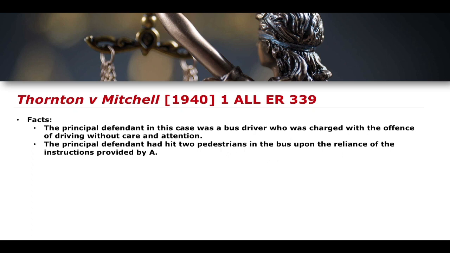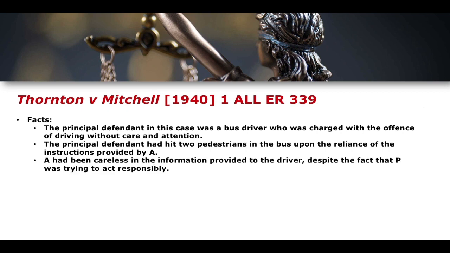So essentially, the scene that we're setting here is that you have an accessory who is trying to provide instructions to a bus driver, and the bus driver is then following the clear instructions of this accessory defendant, and in doing so, following the instructions of this secondary defendant, hits two pedestrians with their bus. A had been careless in the information provided to the driver, despite the fact that the principal defendant was trying to act responsibly.